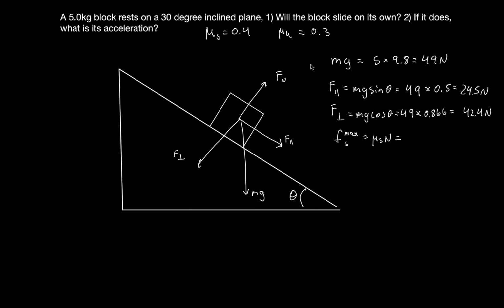So this is our static, so this is 0.3 times 42.4 newtons. And we're going to get 16.96 newtons. All right, so this is our maximum static friction. So if we get above 16.96, then our block is indeed moving on its own.